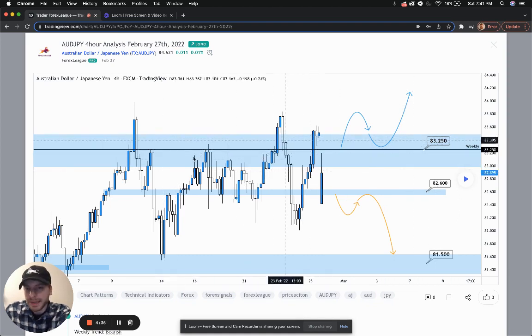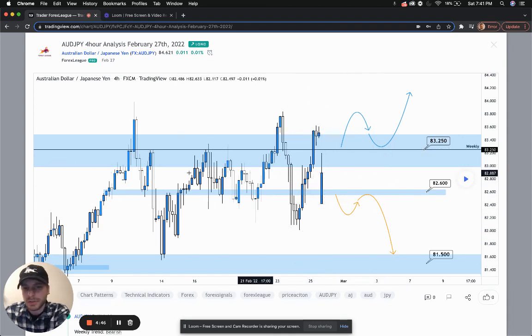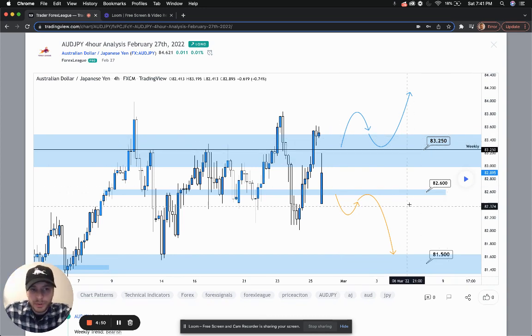But once we hit this level, we could see that price action struggling a little bit, meaning it's moving sideways. It's struggling to break resistance, and then it's also struggling to push lower and reject off of resistance. So this is flatline movement. This is essentially a range. We identified these two levels, the weekly, of course, and then this minor level, 82.6.